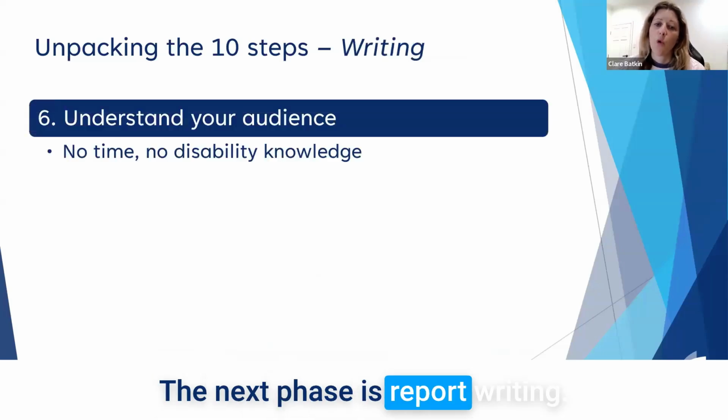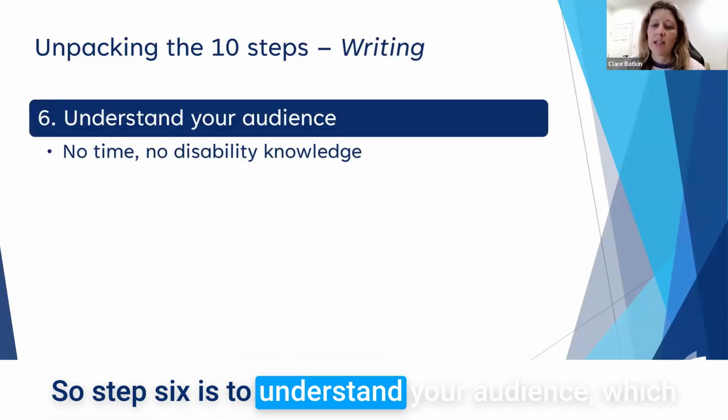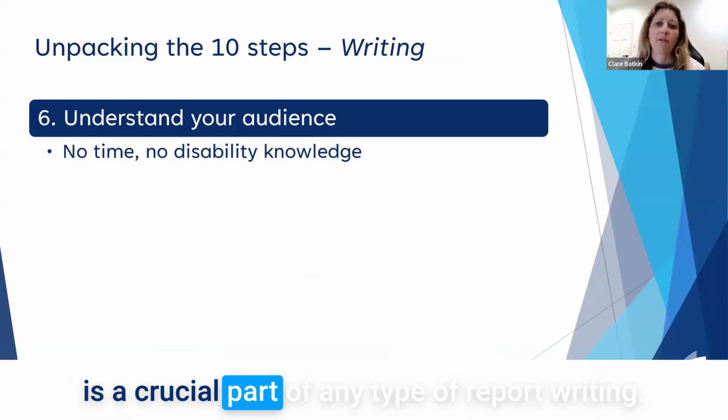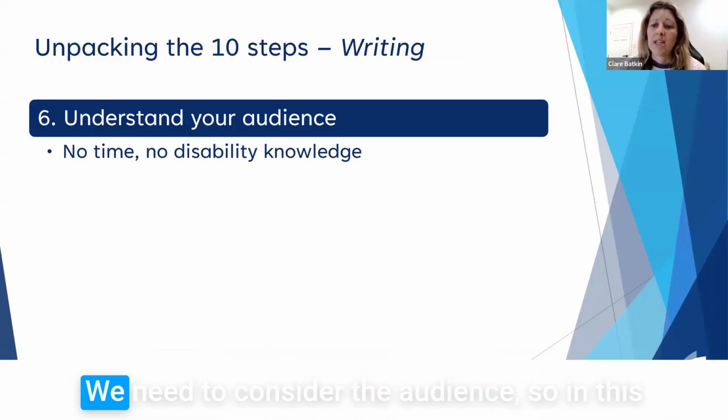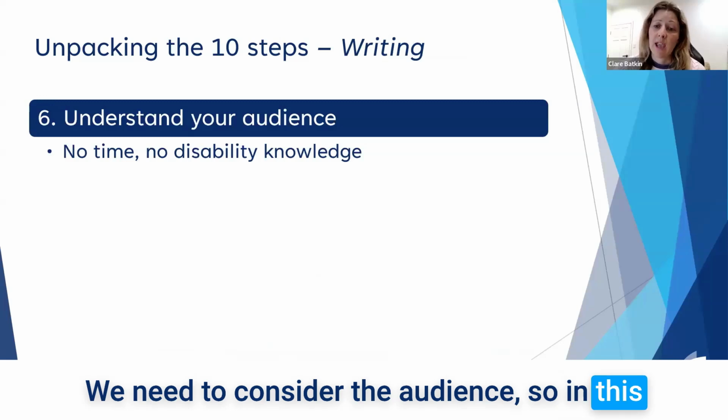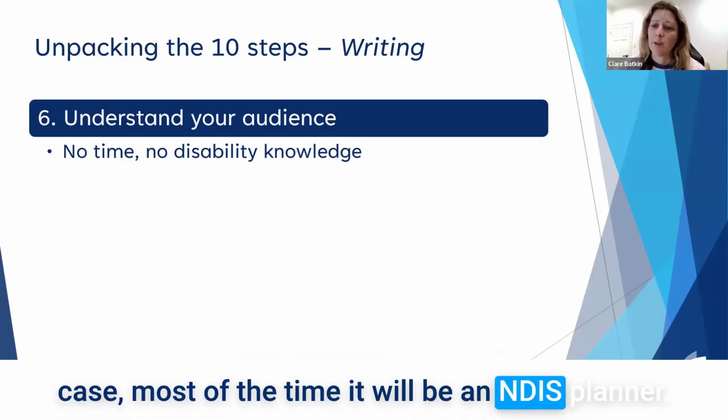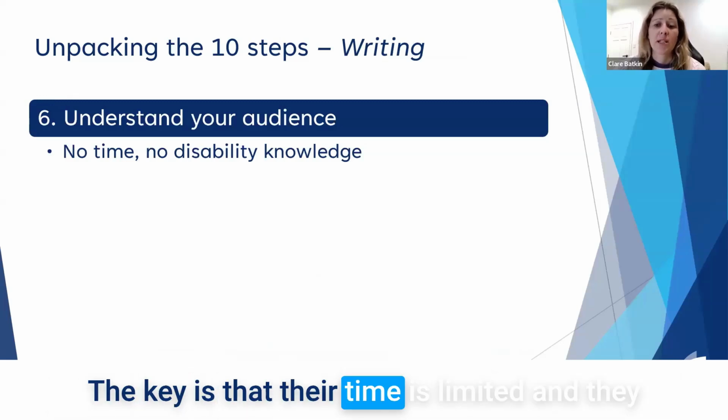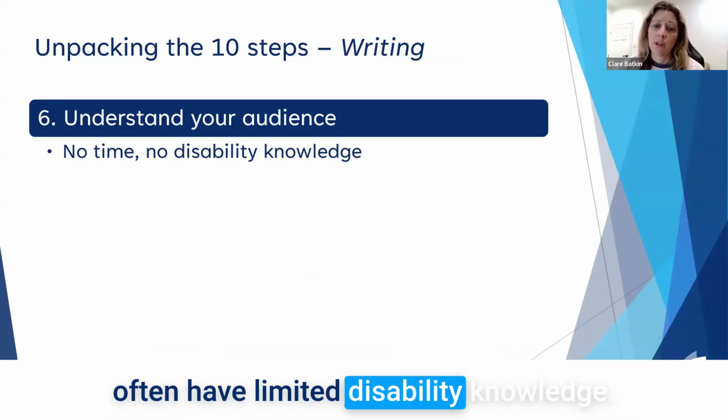The next phase is report writing. So step 6 is to understand your audience, which is a crucial part of any type of report writing. We need to consider the audience. So in this case, most of the time it will be an NDIS planner. The key is that their time is limited and they often have limited disability knowledge.